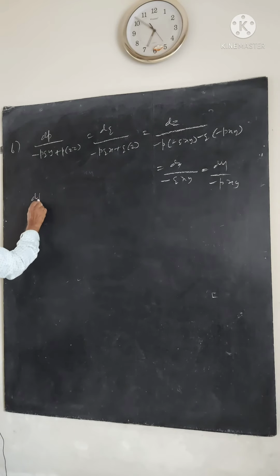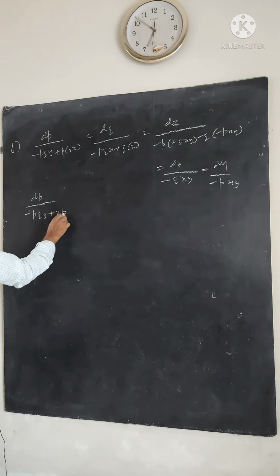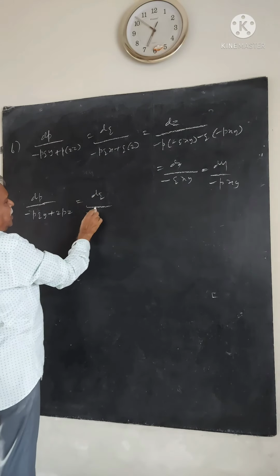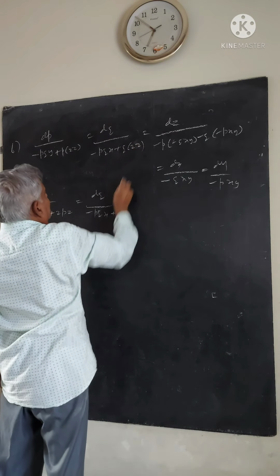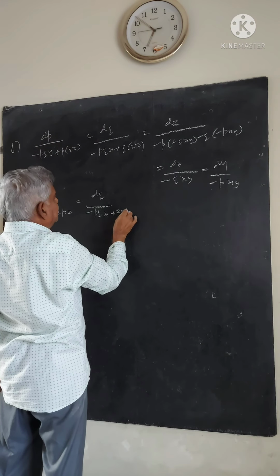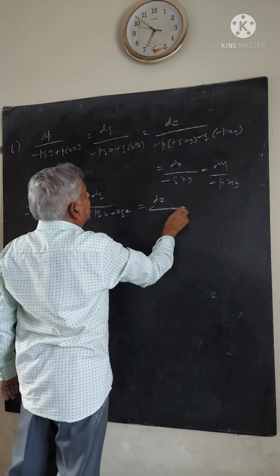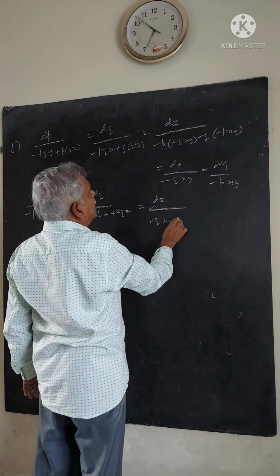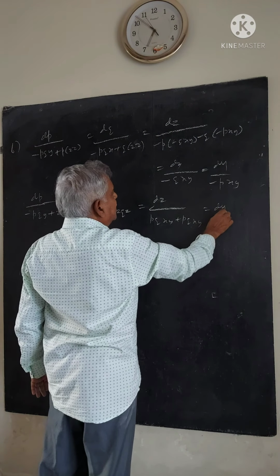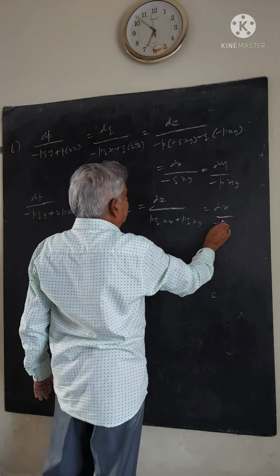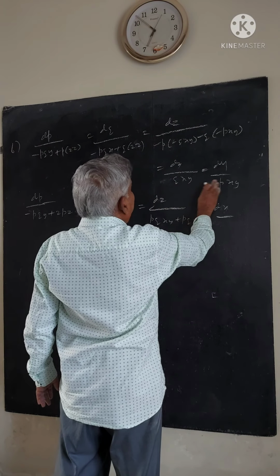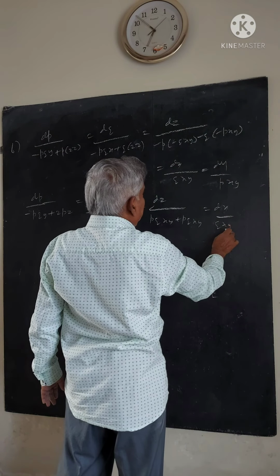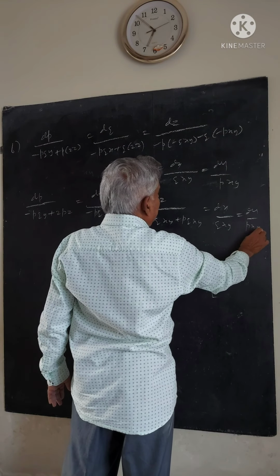See, dp by minus pqy plus 2pz equal to dq by minus pqx plus 2qz equal to dz by pqxy plus pqxy, equal to dx by qxy, dy by pxy.